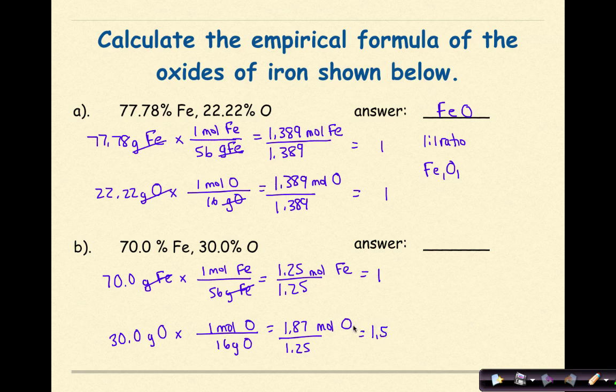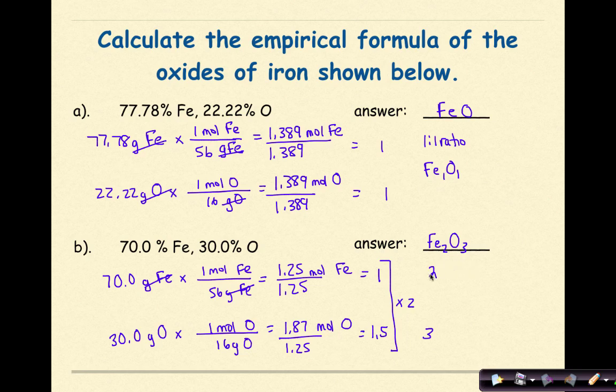Now I can't just say to myself, I'll just round that up to 2 and it'll be fine. No, resist that. Instead, what you need to do is multiply these both by 2, because then you'll end up getting whole numbers for both of them. 1 times 2 gives me 2. 1.5 times 2 gives me 3. So then my formula here is going to be Fe2O3, because these numbers represent these subscripts.